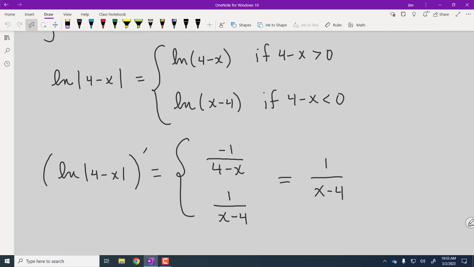And what you notice is that they're the same. That -1 can distribute to the denominator, give you plus x. So even though you have this absolute value in here, its derivative is really just a single function. It's not a piecewise function as you may think.